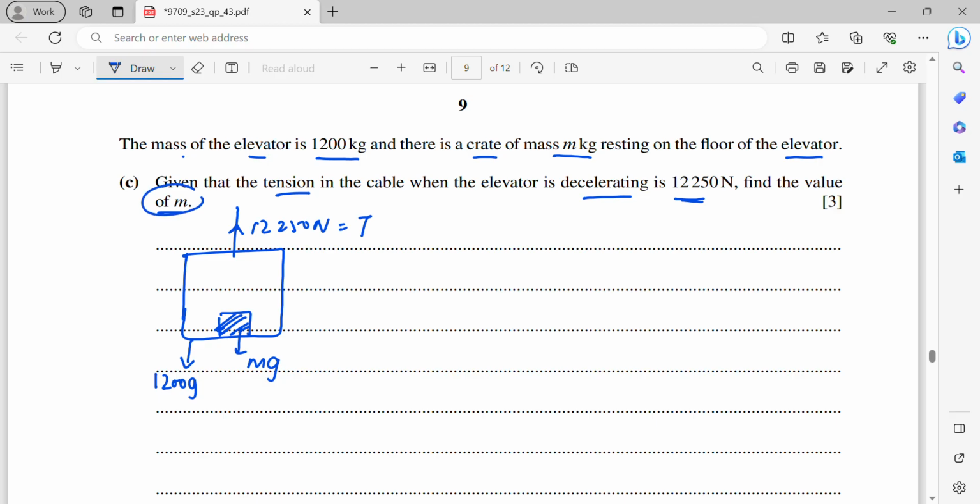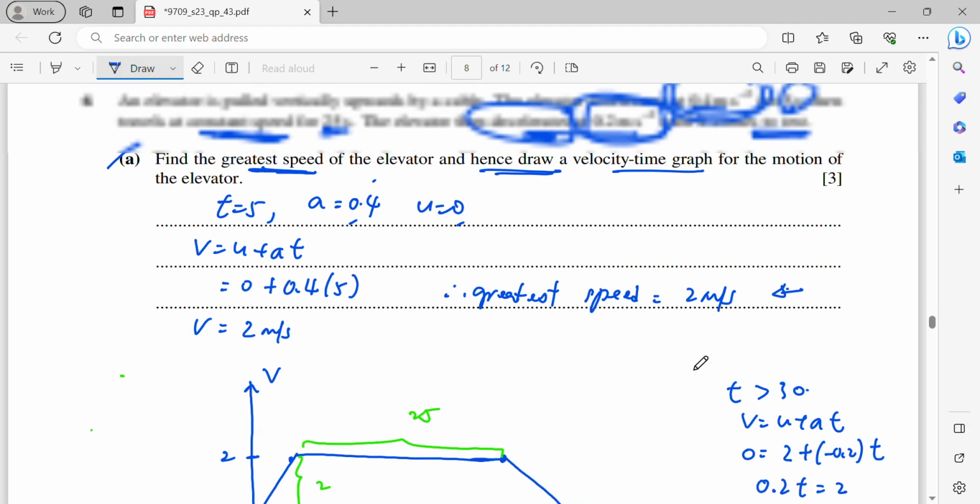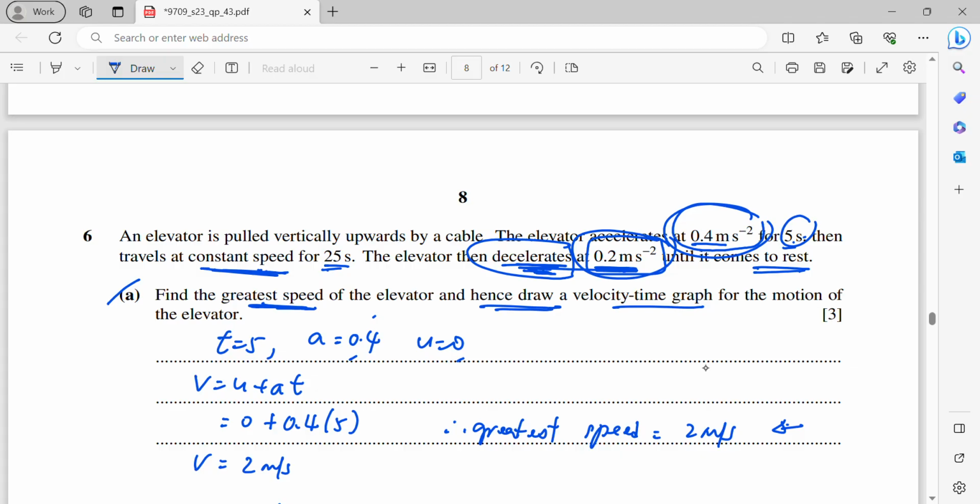So now to get the m, I will refer this to Newton's second law. So my a is going up. Now my F equals to ma, which is Newton's second law. It will be T minus 1200 g, the weight of the elevator, then minus mg, which is the weight of the crate, equals to the total mass here. The total mass here will be 1,200 plus the m. And then a is unknown. Okay, so now from here, when it's mentioned decelerates, when the elevator is decelerating, based on the previous question, it decelerates at 0.2. So now I know that this is my a, but it is negative.